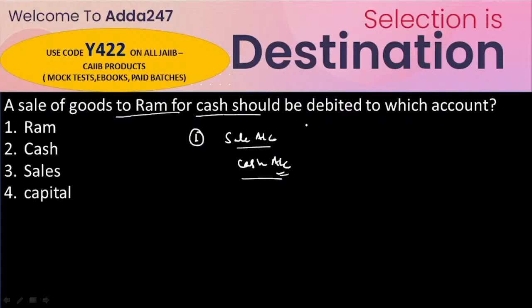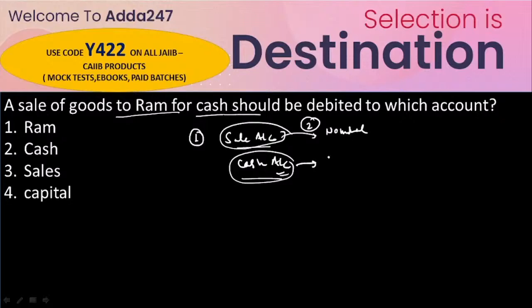The second step is to understand the accounts we just discovered and which category each account belongs to. The sales account, that is all the income and gains and all the losses and expenses, comes under the nominal account. So sale is a type of income for the company. If a sale has happened, that is a type of income for the company, so it would come under the nominal account.